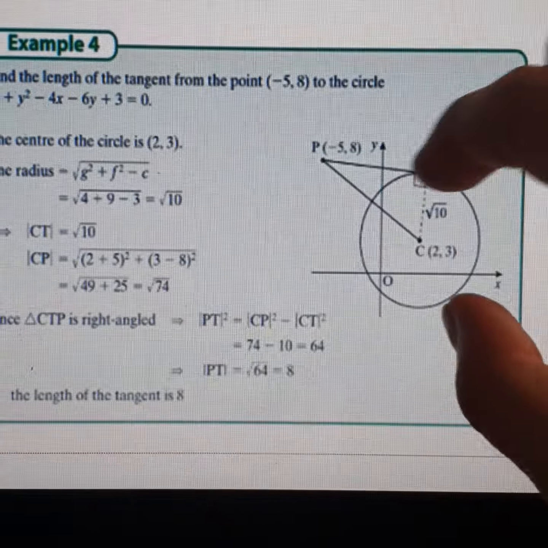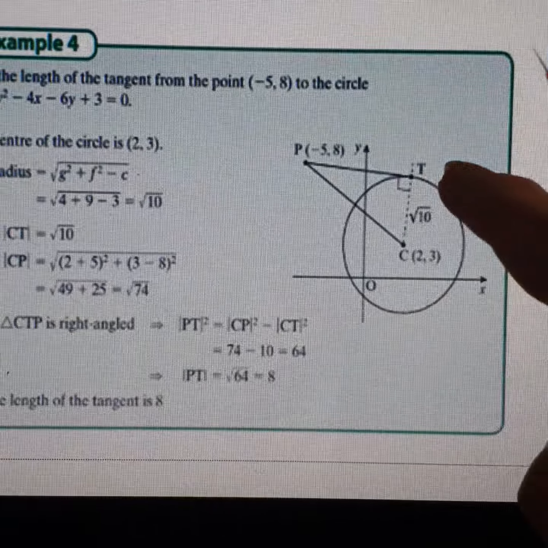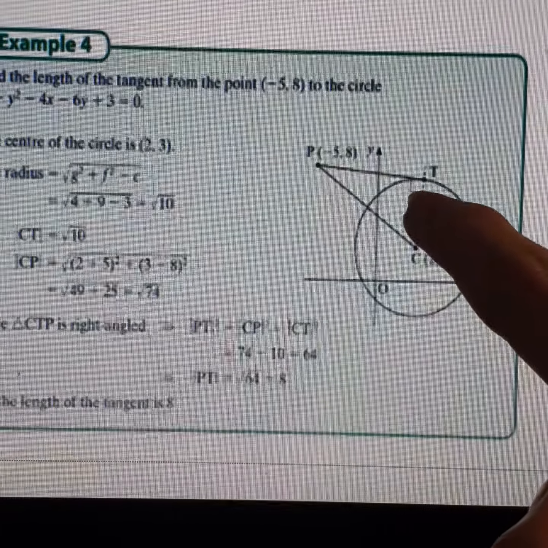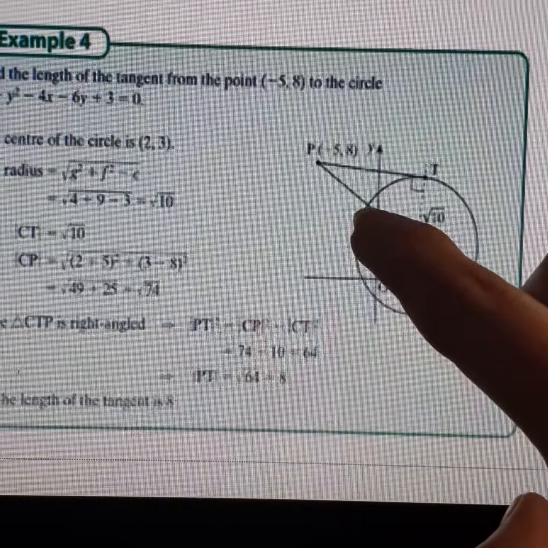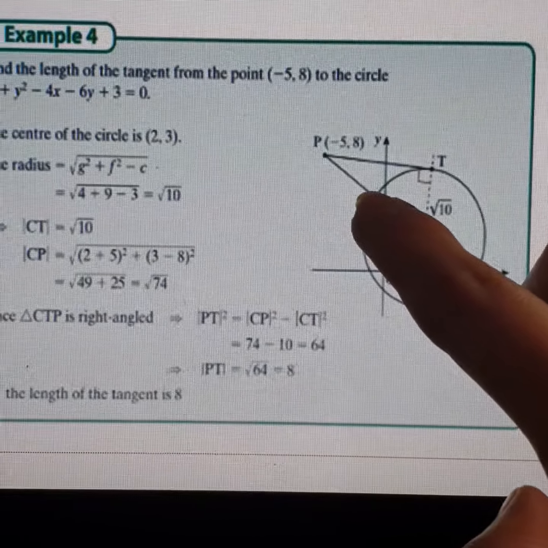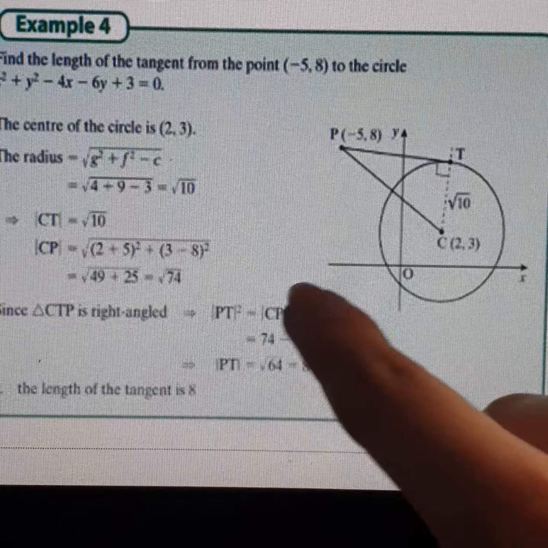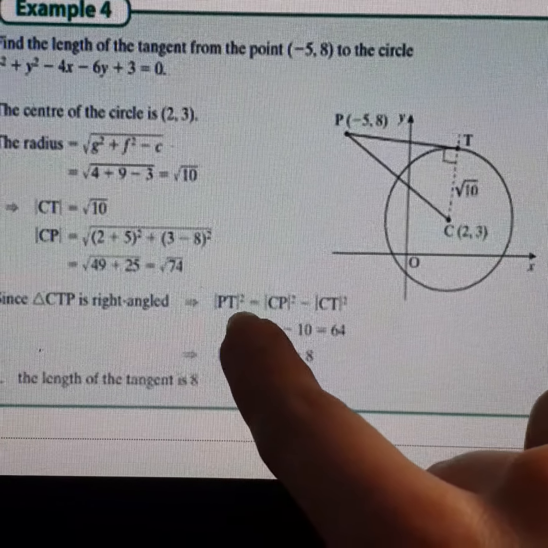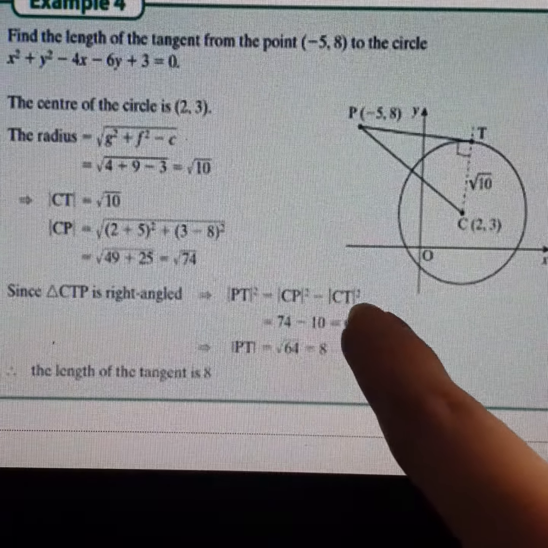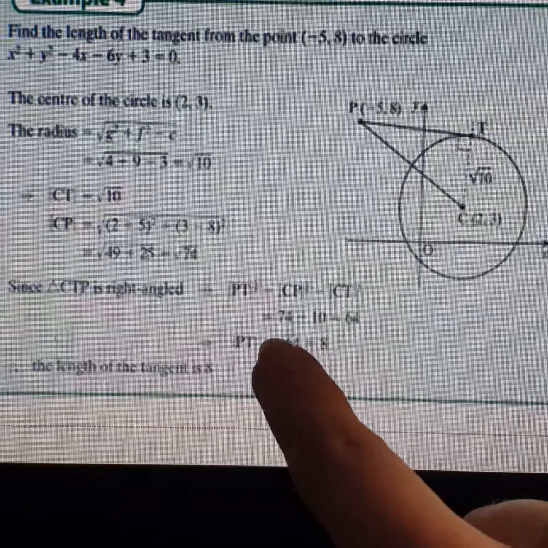Work out that. Now using Pythagoras' theorem, this is a right angle. Remember, the side that's opposite the right angle is the hypotenuse. That's like your c squared. So c squared is equal to a squared plus b squared. We're saying that PT squared, the hypotenuse side, is equal to CP squared minus CT squared. Fill in what you have.